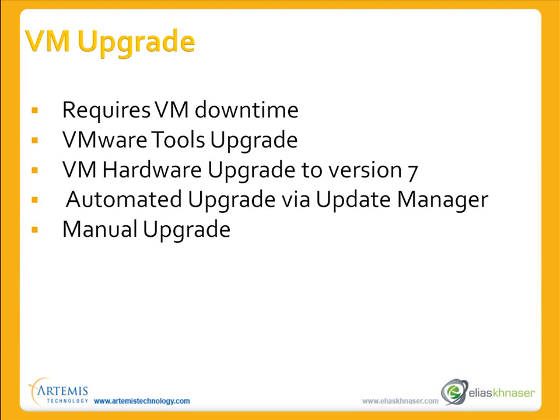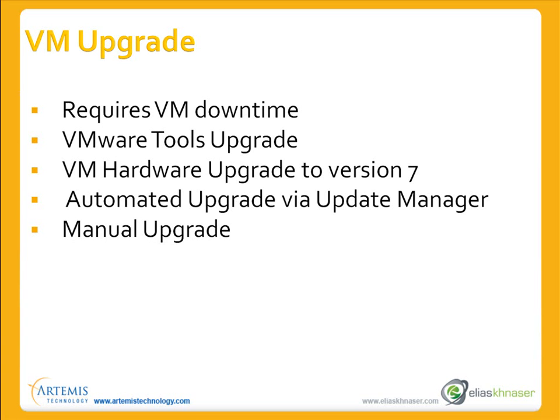Now, you can upgrade in 2 different ways. You can have an automated upgrade using Update Manager and update most of your VMs in one shot instead of having to go through this process one at a time. Or you can do a manual update where you can take one virtual machine at a time, install the VMware tools on it, and then shut it down, upgrade the hardware, etc.